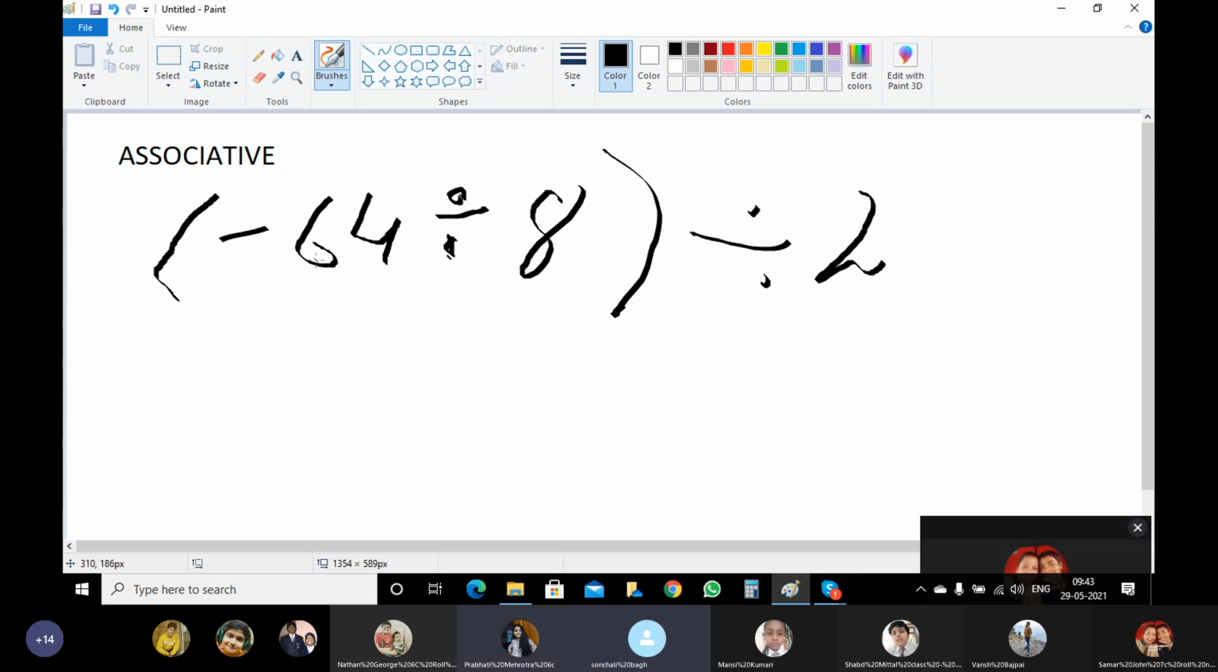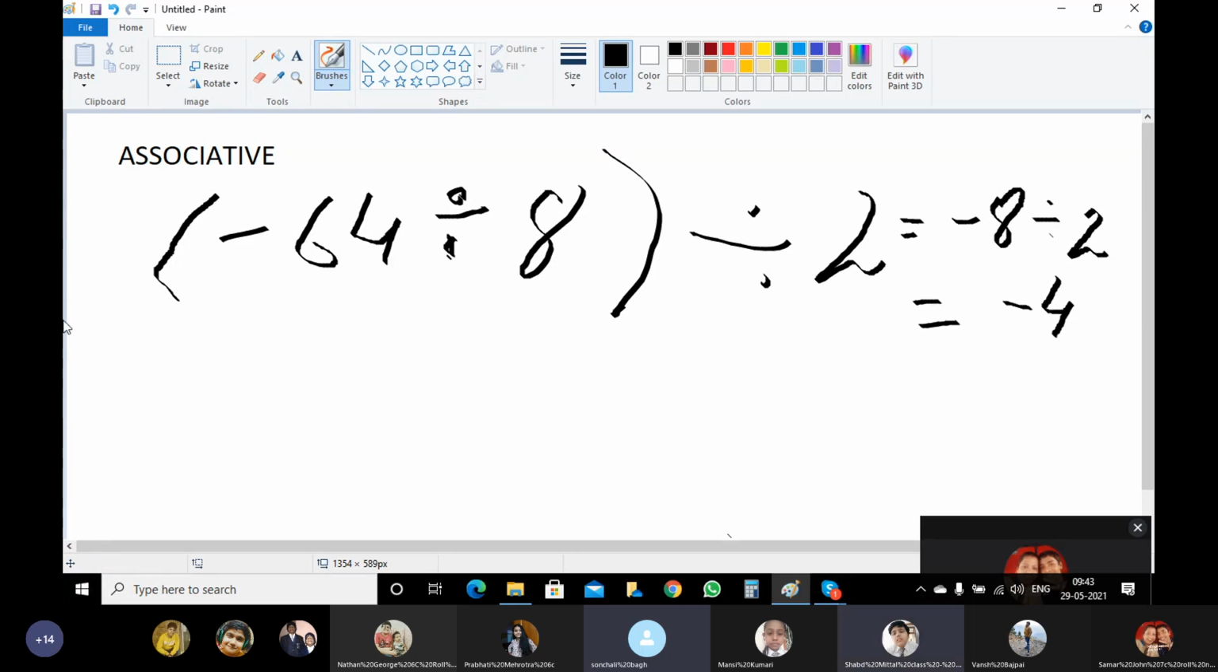What's the answer? First, what should be solved? The bracket should be solved or not? Yes, ma'am. So it will be -8 divided by 2. -8 divided by 2, ma'am, -2. So the answer will be -4.